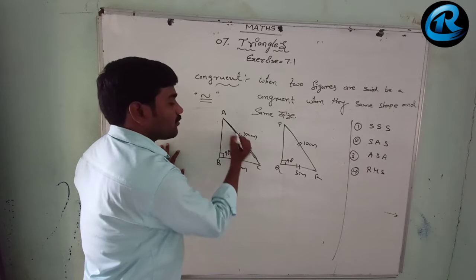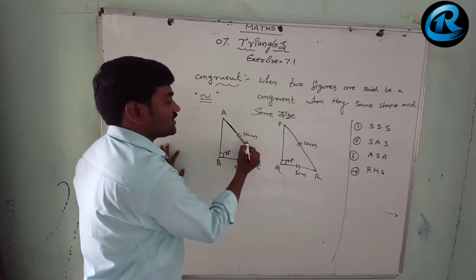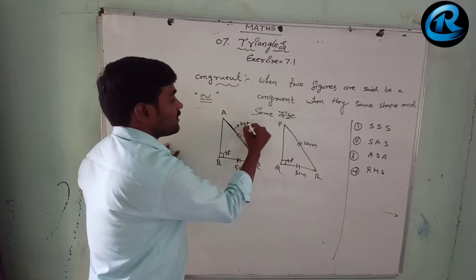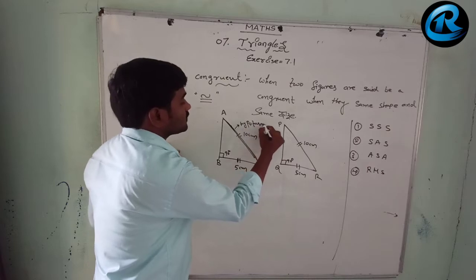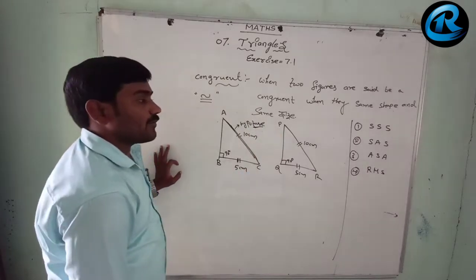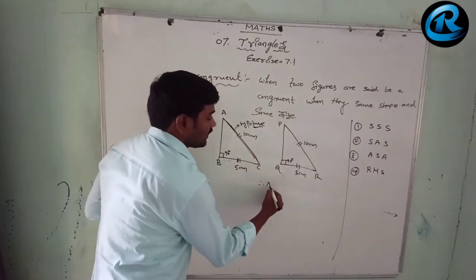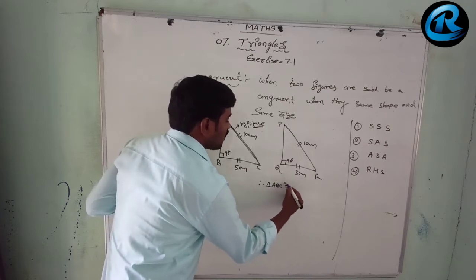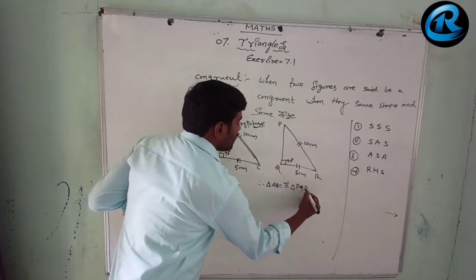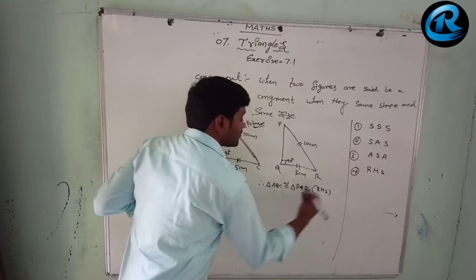The side opposite the 90 degree angle in a right angle triangle is known as the hypotenuse. So right angle, hypotenuse, side. Now these two triangles are congruent. Triangle ABC is congruent to triangle PQR by the rule of RHS, we can say.